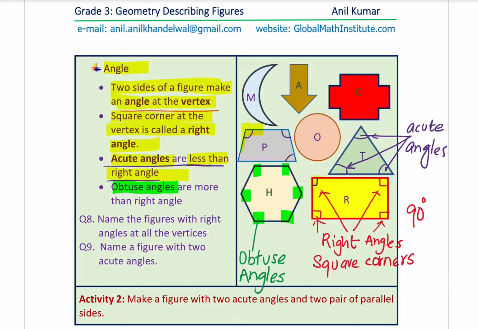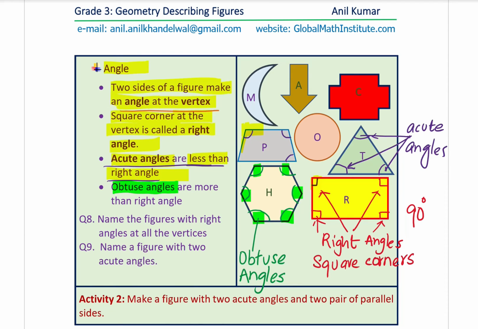So we have learned that there are at least three kinds of angles. One is right angles, which are square corners. But if the corner is not square but less than that, we call that an acute angle. And if it is more than that, then we call that an obtuse angle. So these are six obtuse angles in a hexagon. Do you see that?